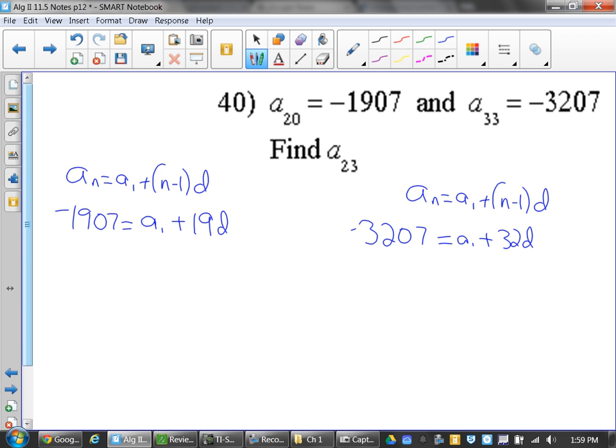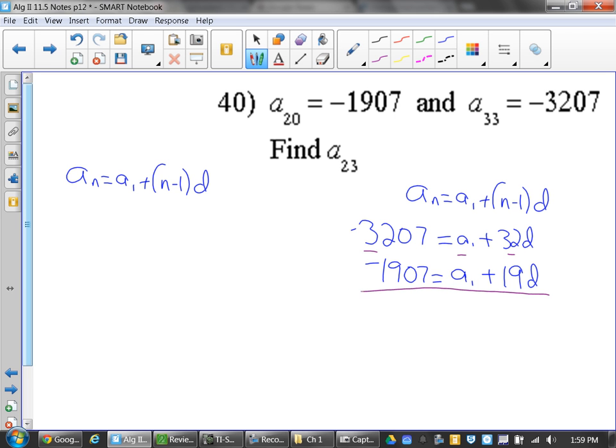We now have a system of equations to work with, which hopefully doesn't look so scary. When I go to subtract all this out, what is that then? Negative 1300 equals 13d. What is it, 1300? Yeah. So you wind up with negative 100 for your value of d, which means you can substitute in rather quickly to get your first term. If I just go back to this part here, what plus negative 1900 is negative 1907? Negative 7.